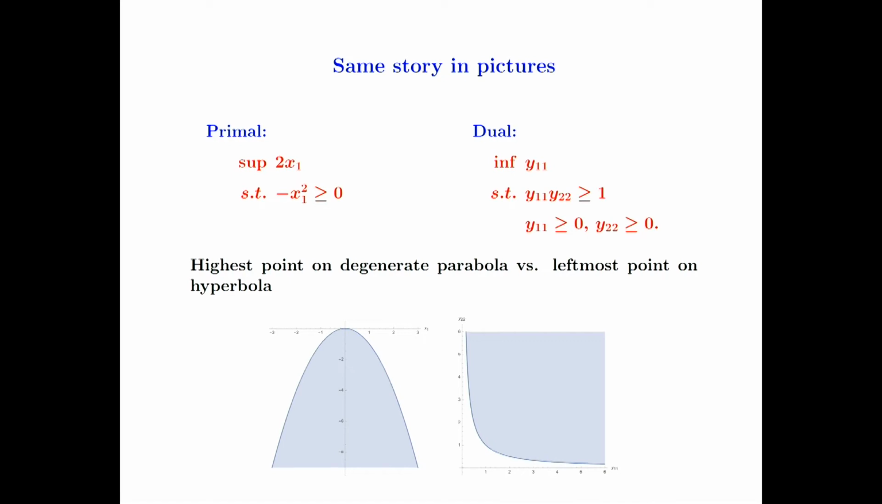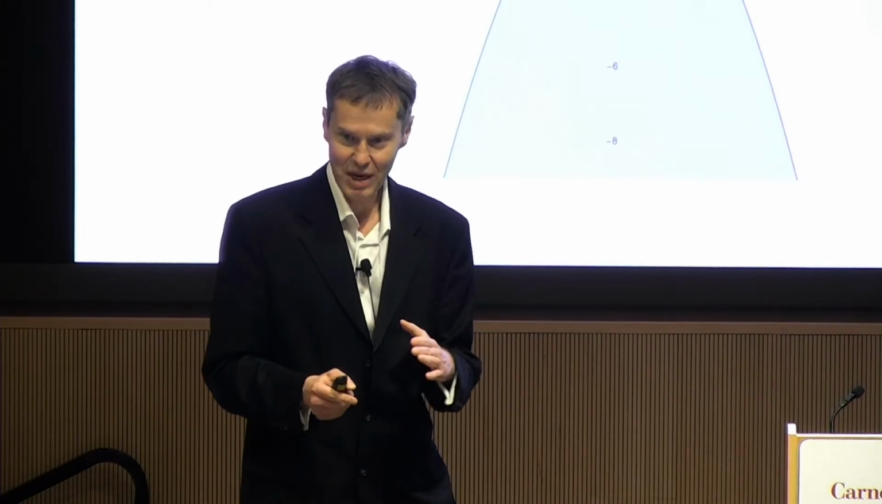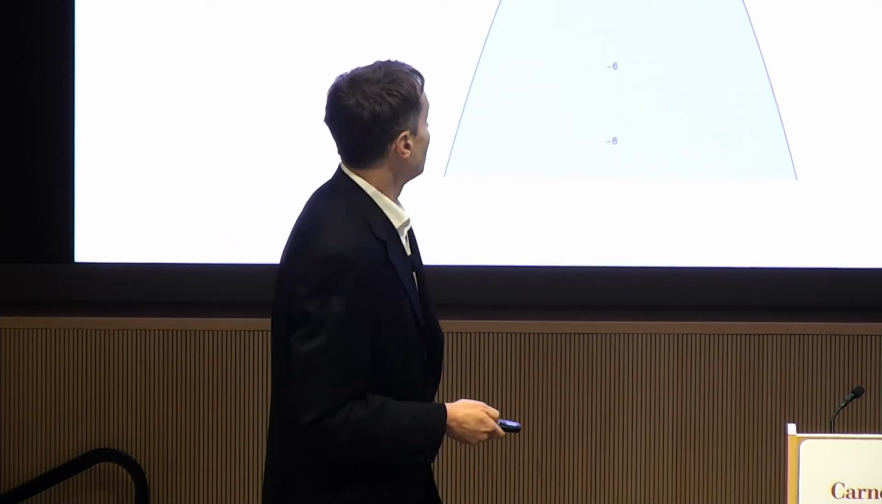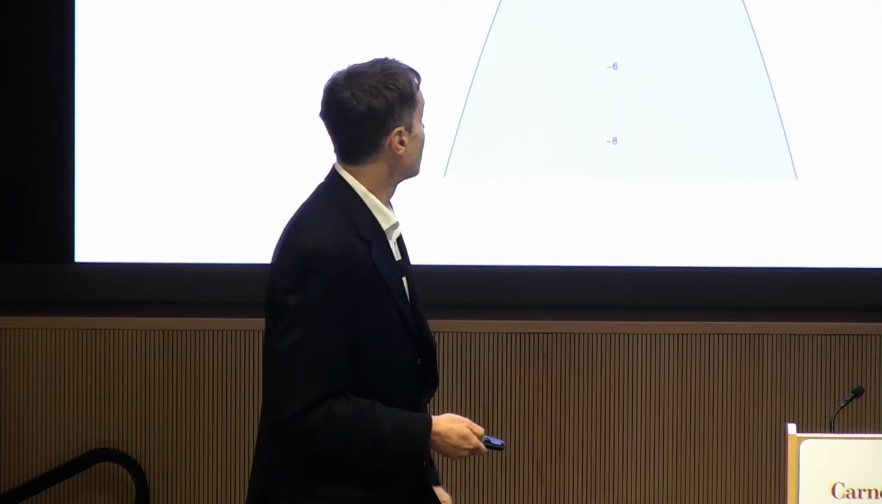That's the primal, right? Then the dual is very familiar, of course, because we have a y11 and a y22, which are non-negative individually, and the product has to be greater or equal than 1. And we are looking for the smallest y11. So obviously, we are looking for the leftmost point on a hyperbola, and we know that doesn't exist, right? So this is a nice dichotomy between the conic sections. So SDP has to do with conic sections. So that's the first pathology, an unattained value.